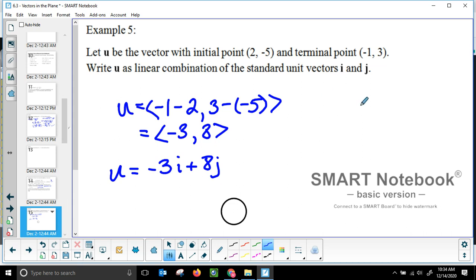Basically, why they say it's a linear combination is that i is just the horizontal, 1, 0, which would be over here, and if you multiply that by negative 3, you would get negative 3, 0, so you would have this piece here. And then 8j would be my vertical component, so that would be way up here somewhere.